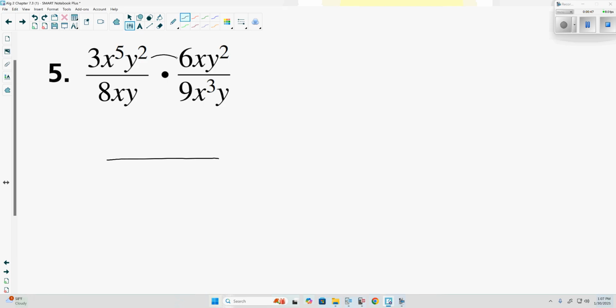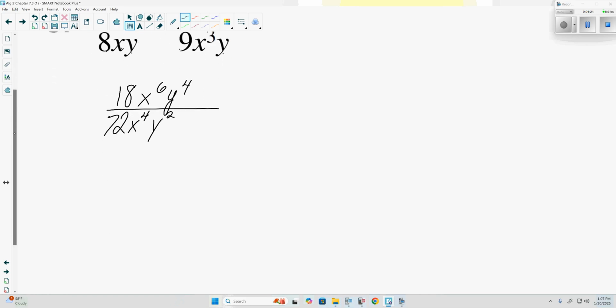So the first thing we're going to do is 6 times 3, which is 18. X to the 5th times x, so we add our exponents when we multiply bases, so it would be x to the 6th. And y squared times y squared is y to the 4th. In the denominator, we have 8 times 9, which is 72. X times x to the 3rd would be x to the 4th. And y times y is y squared. So we multiply everything together on top, everything together on bottom. And now we're going to simplify.